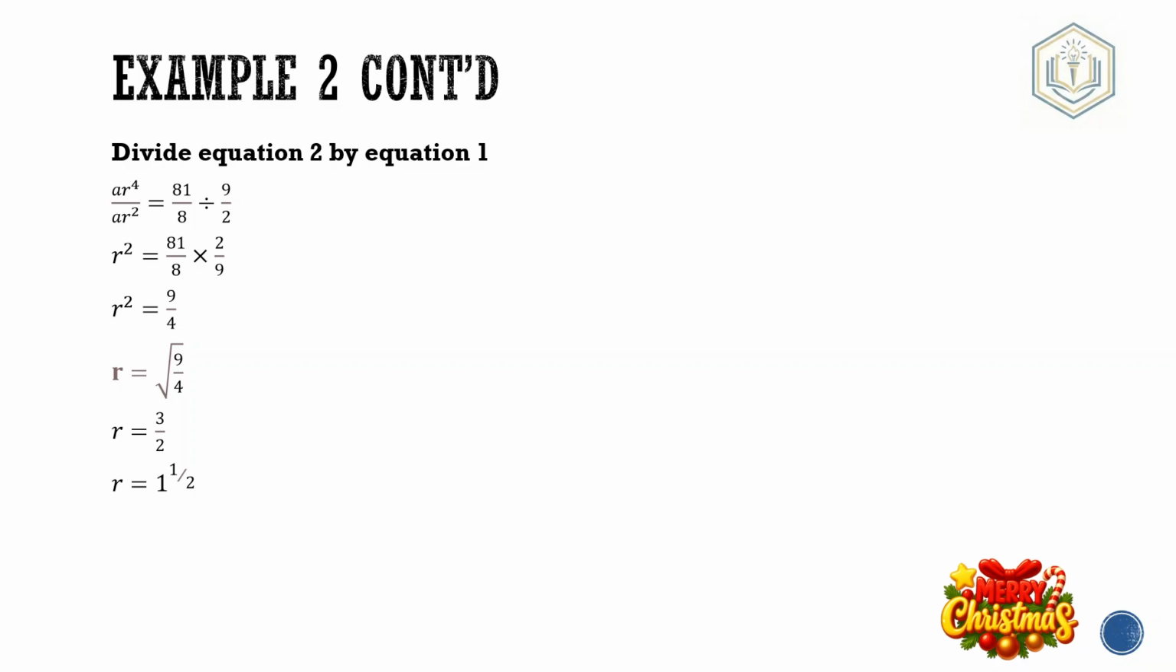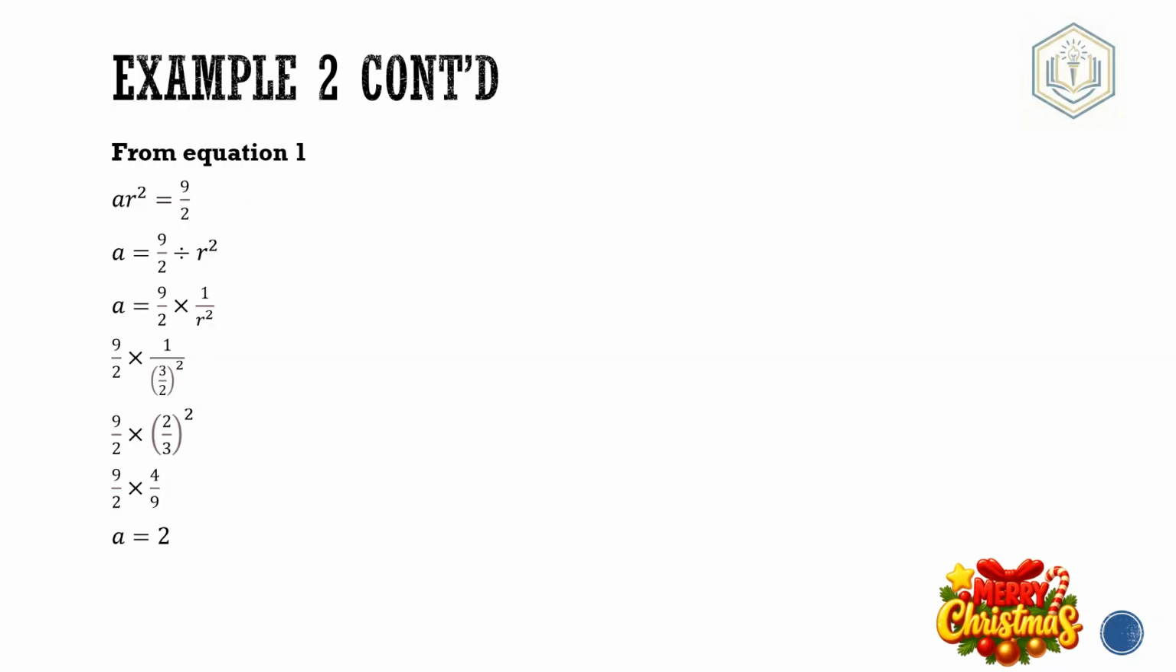So you take the square root of 9/4, that will give us 3/2. So our r is one whole number 1/2. That is 1.5. So from equation 1, we know that our a times r raised to power 2 equals 9/2. So our a equals 9/2 divided by r squared.